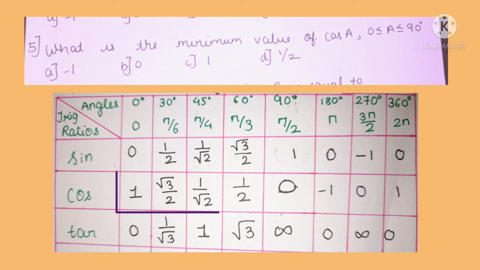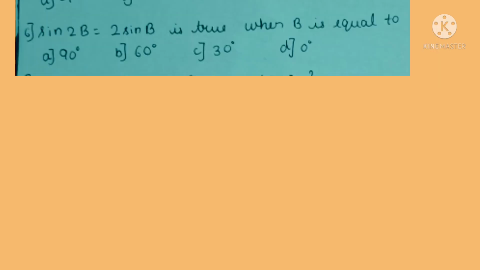By the trigonometric table we can identify the minimum value of cos A in which A lies between 0 and 90. The minimum value of cos theta will always be 0, so the option will also be B. Let's move to the sixth main question.